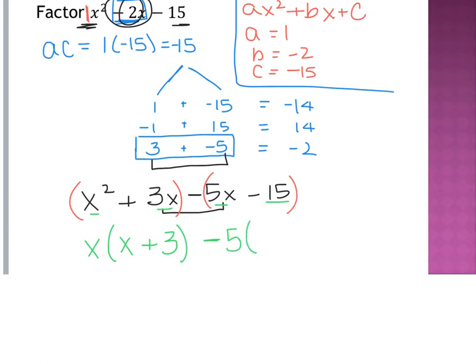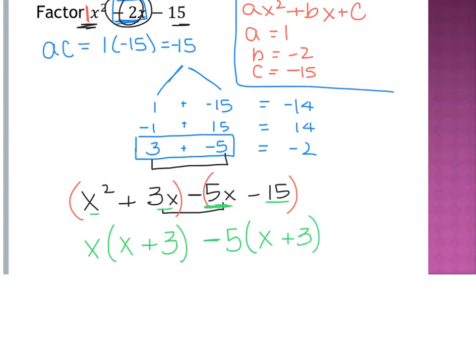So when I do that, that leaves me with x. Now negative 5 times x will give me this negative 5x. Well, negative 5 times what will give me negative 15? That's actually going to be a positive 3.